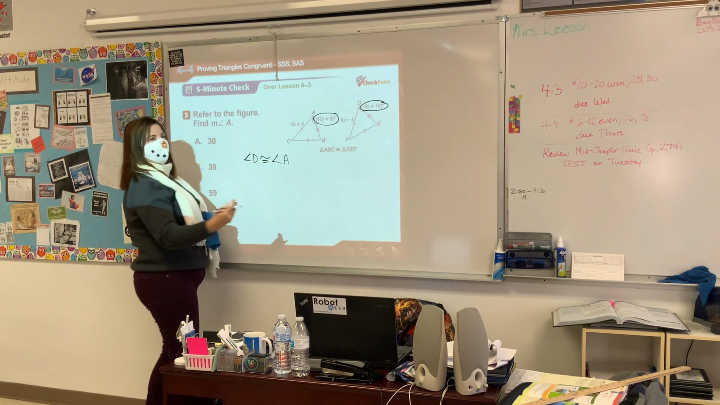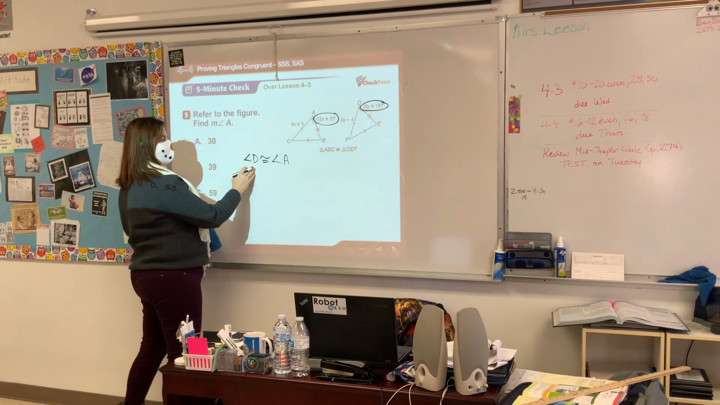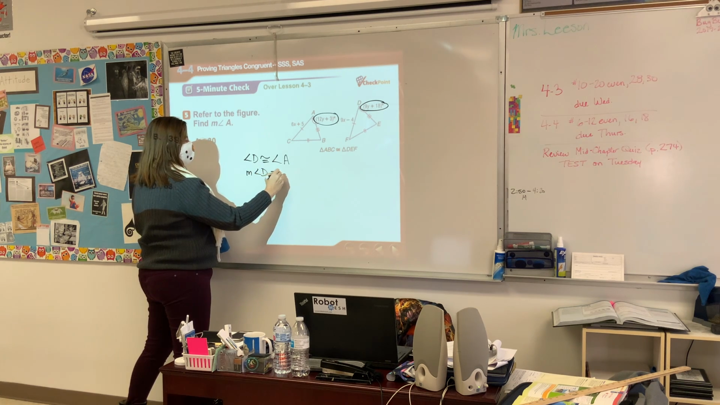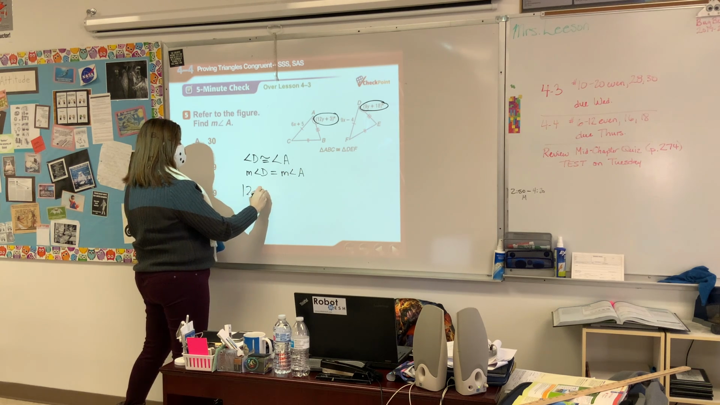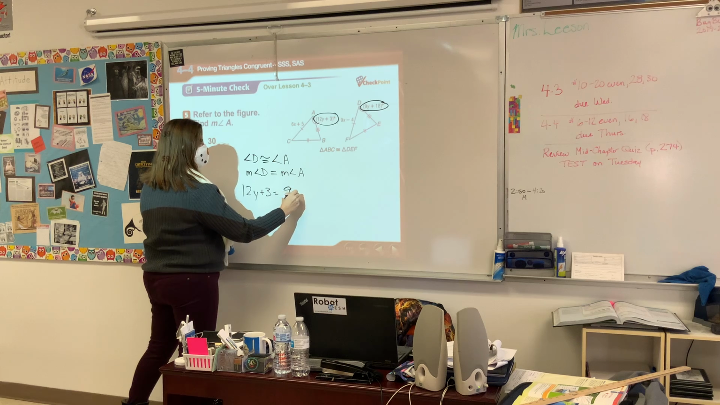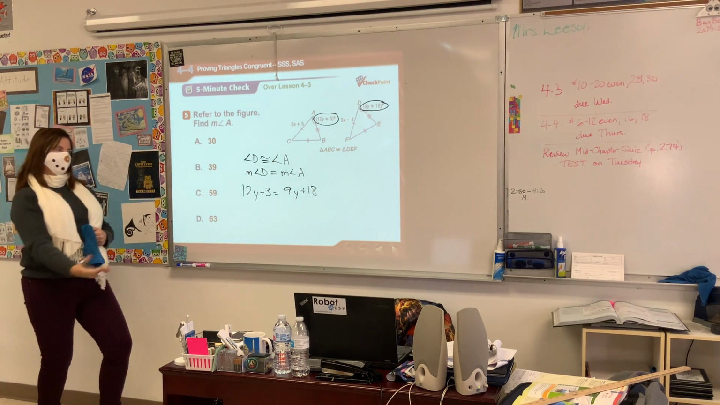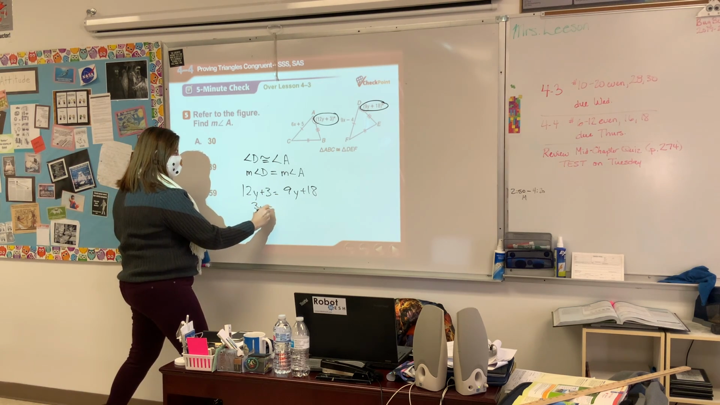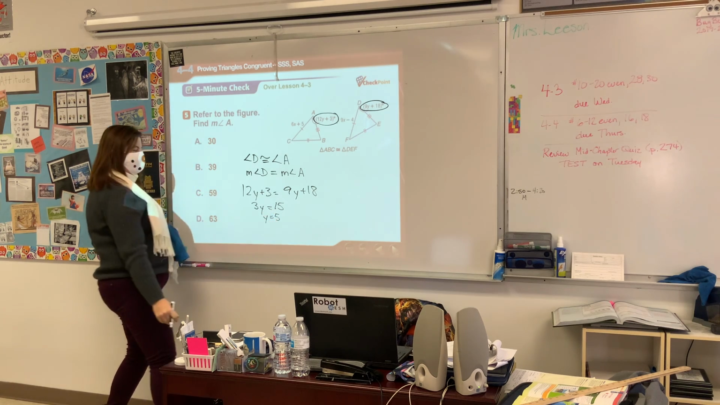Do you have to write all this out in your work? No, I'm just trying to make sure that you follow my thinking. Okay? Angle D is congruent to angle A. So the measure of D is equal to the measure of A. So I could say 12y plus 3 is equal to 9y plus 18. Still do the algebra. Subtract 9y, subtract 9y. Subtract 3, subtract 3. Divide both sides by 3, I have y equals 5.